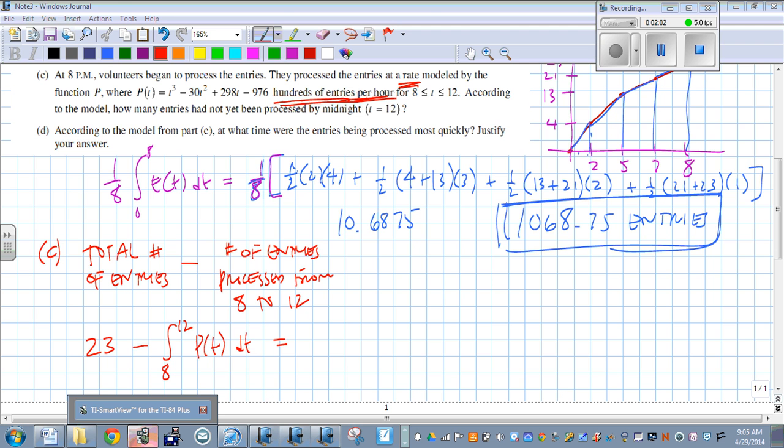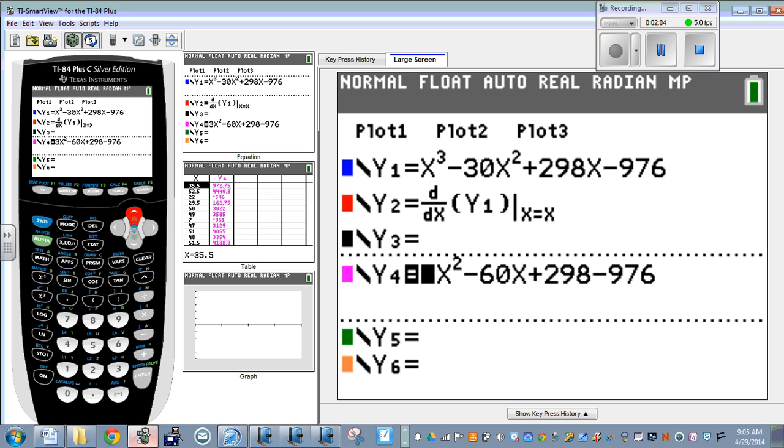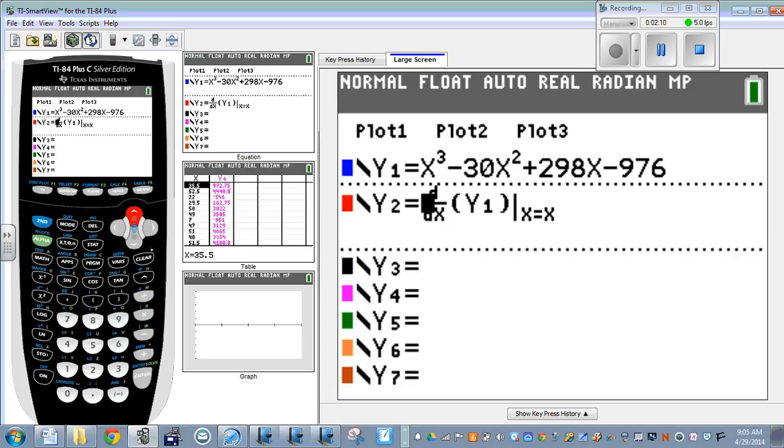I'm going to go ahead and clear this. I'm going to go ahead and put this function in for y sub 1, because I know that we're going to end up using it for this part of the problem and for part D. So rather than having to type it in a few times, we can leave it this way. So there's our function for P of t.